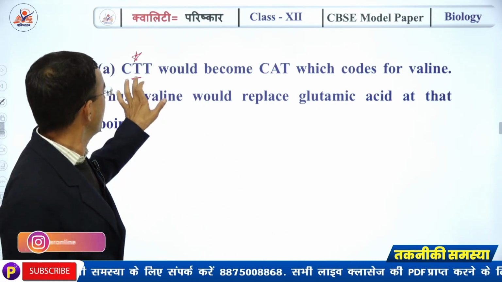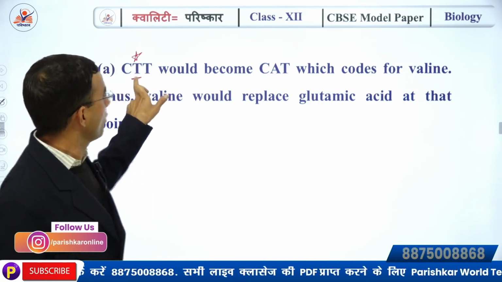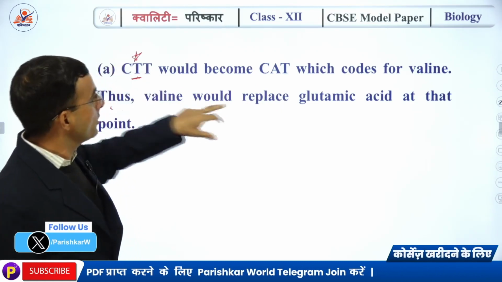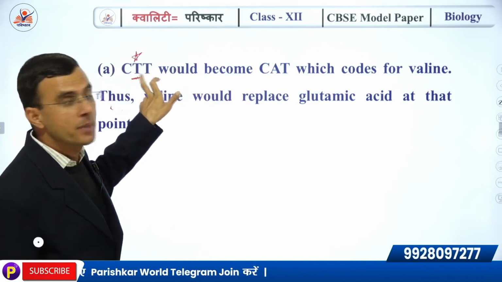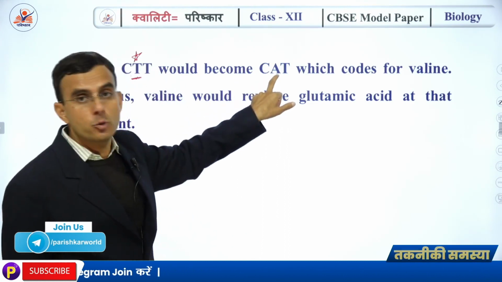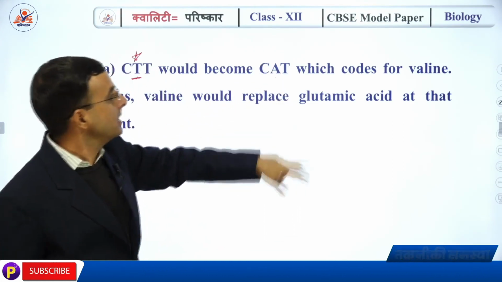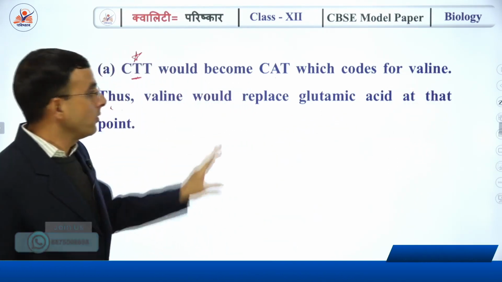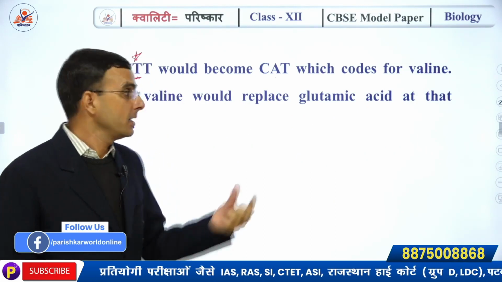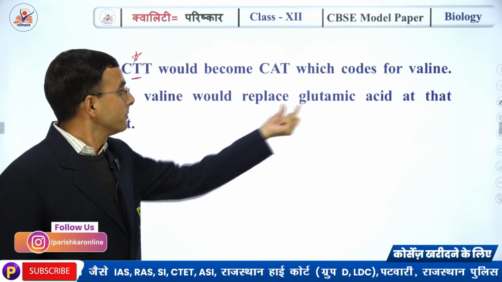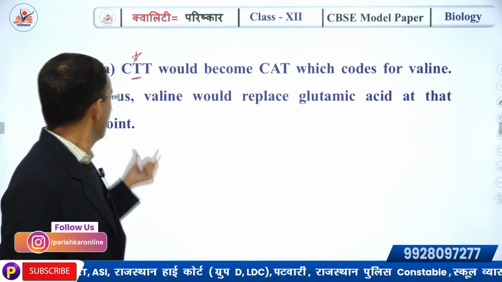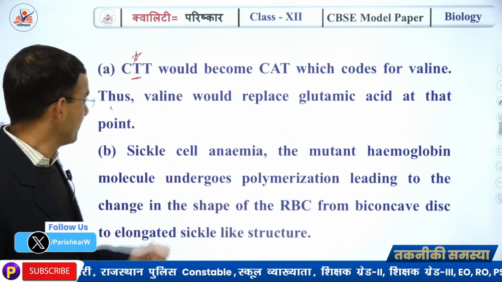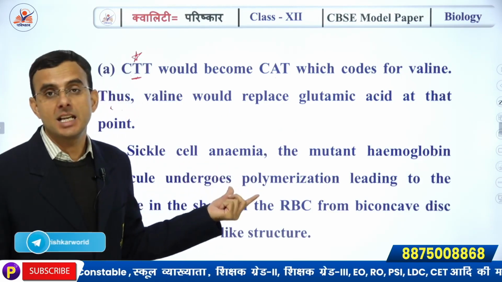We know that this one is the code for a particular amino acid, and that means CTT is now converted into CAT, and this CAT is for the valine amino acid. Now what happens? In the hemoglobin, the glutamic acid is replaced by the valine, and because of that reason there is one disease, known as sickle cell anemia.